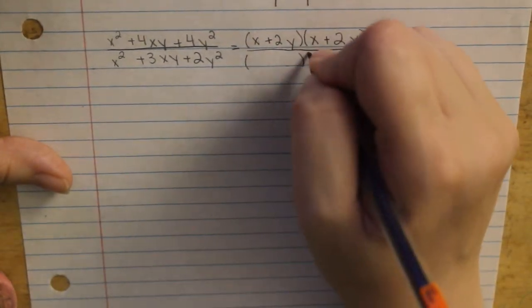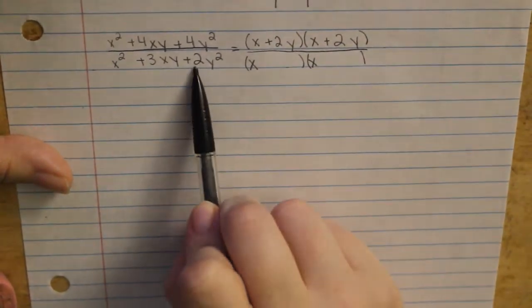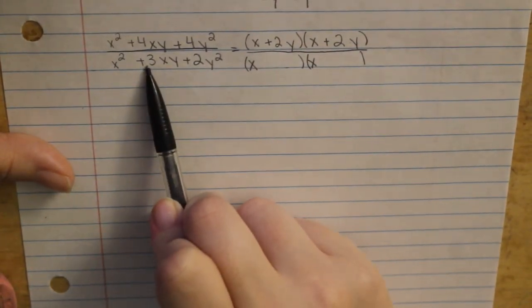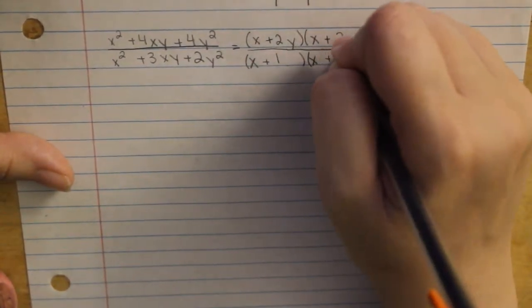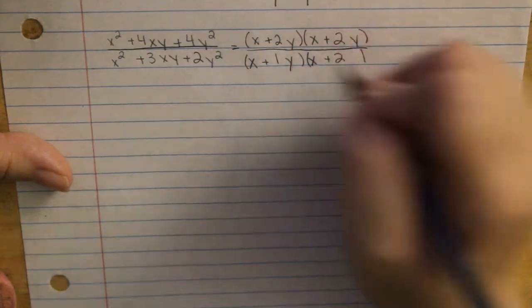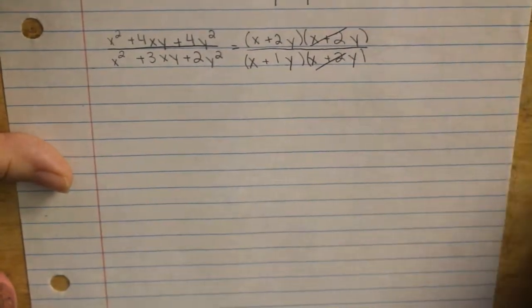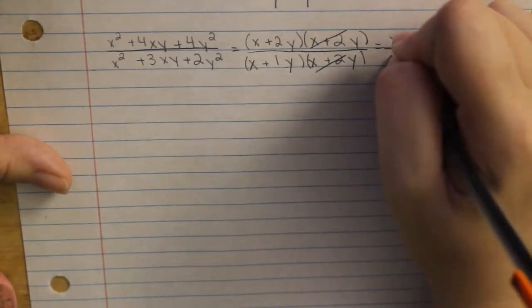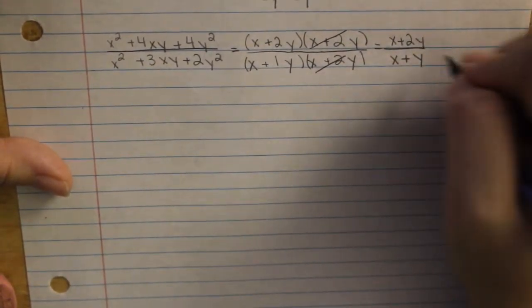Same thing with the bottom. I'm going to put an x in the beginning. I know that 2 times 1 is 2, and 2 plus 1 is 3. So I'm going to do plus 1, plus 2, and then put my y. I've got the same thing on top, same thing on bottom. I'm going to end up with x plus 2y over x plus y. I'm going to drop that 1 because it's not really needed.